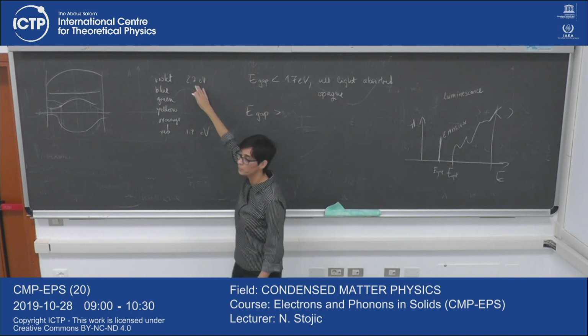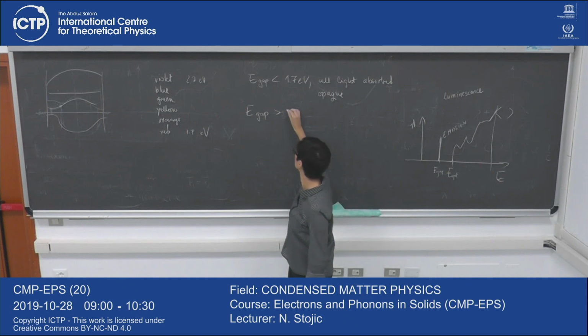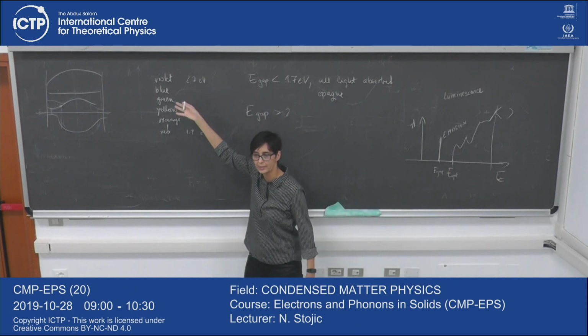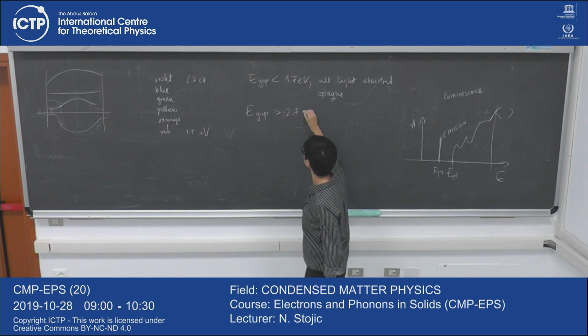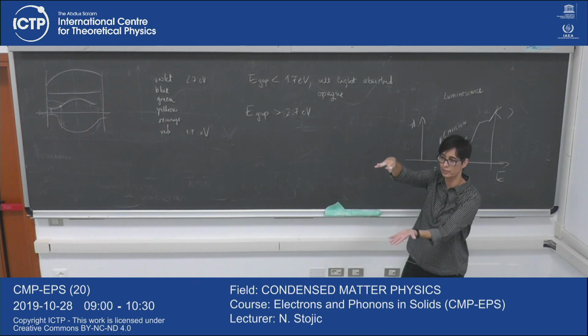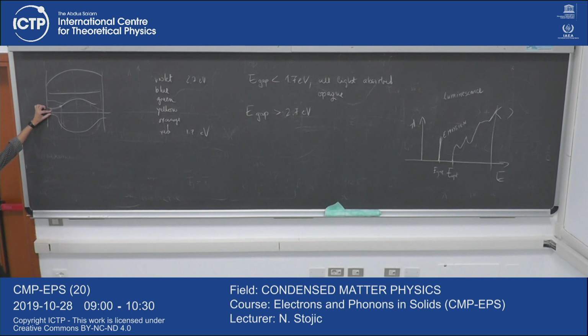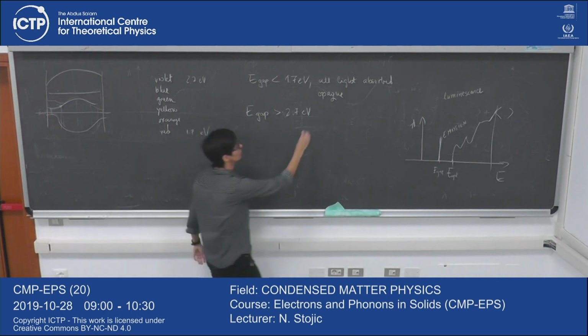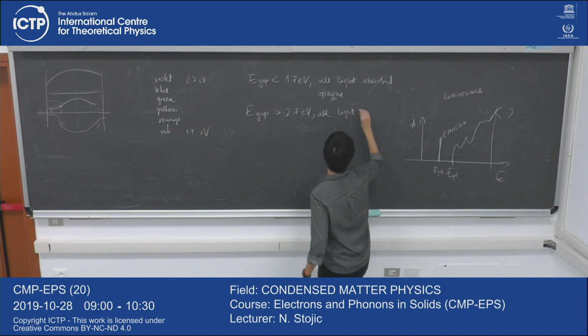And what if the gap is larger than 2.7 eV? I mean, this is roughly 2.8, 2.9. So you have a large gap, you're shining light which has this much energy. No transitions. All the light is transmitted.